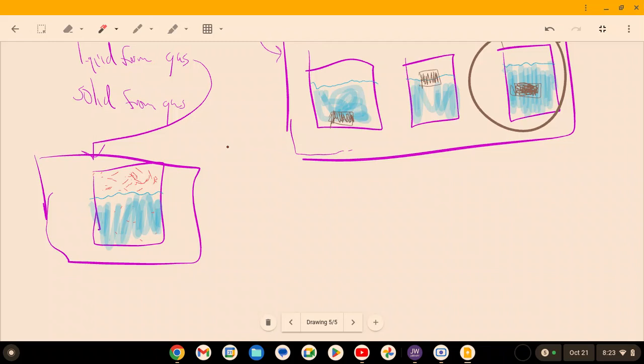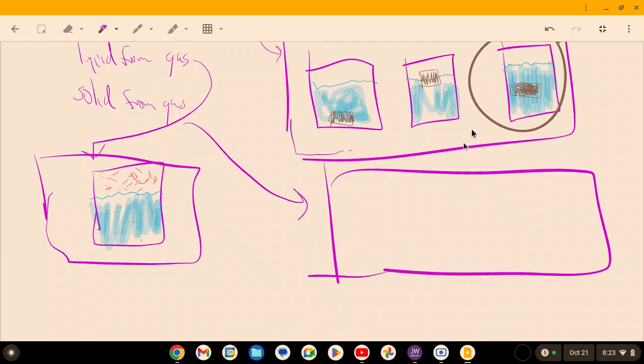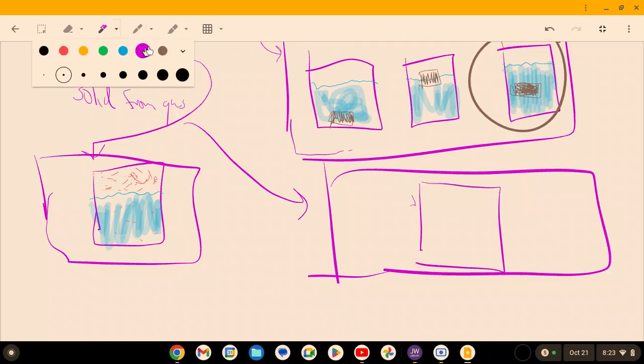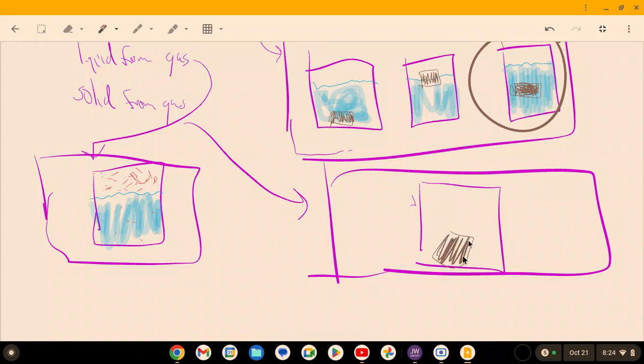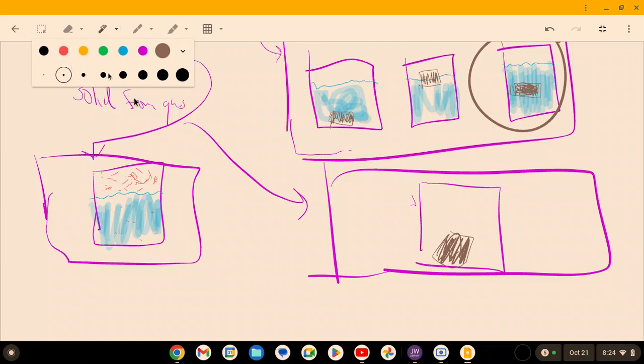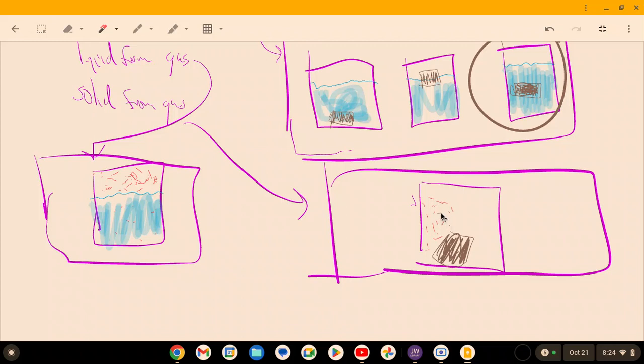And then solid from gas. Yeah, that one's pretty straightforward. You got your solid, and then you got your gas. Just like that. That's how you distinguish the differences between them.